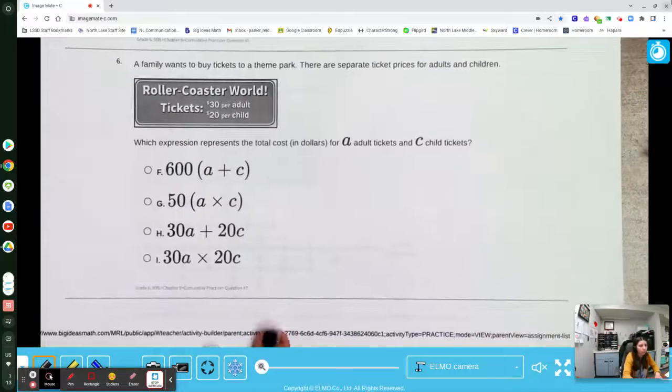Number 6, a family wants to buy tickets to a theme park. There are separate ticket prices for adults and children. Which expression represents the total cost in dollars for A, adult tickets, and C, child tickets?